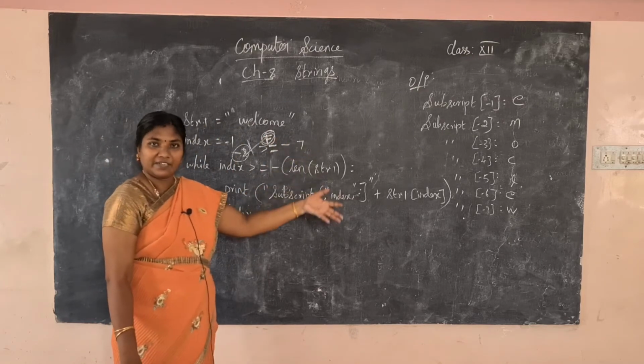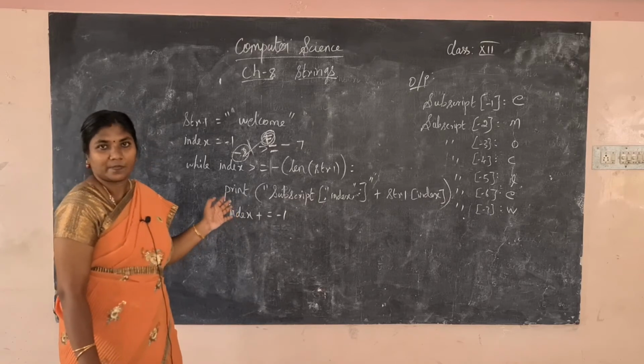So this is for printing the string with negative index, and the last program was with positive index. Clear?